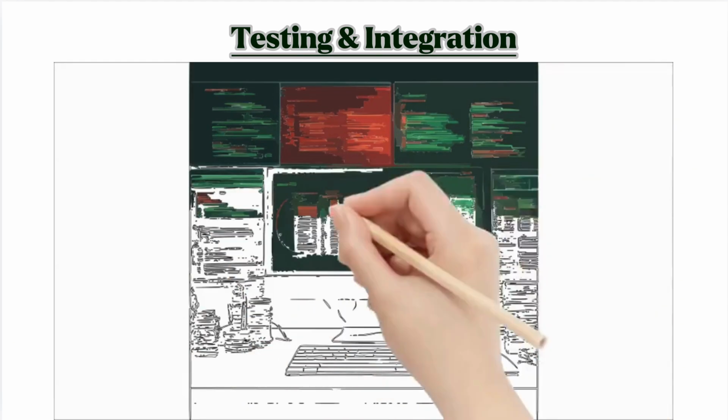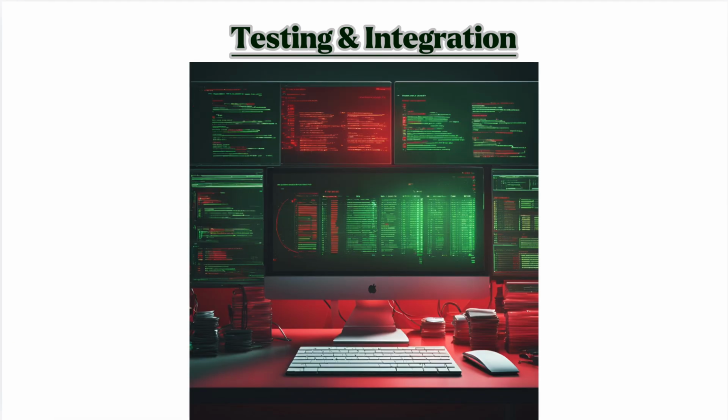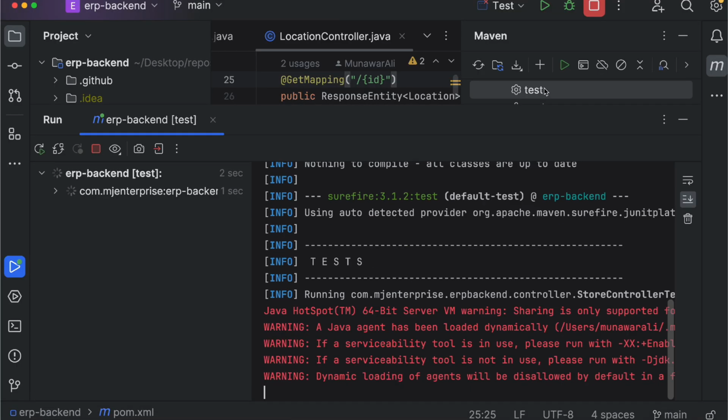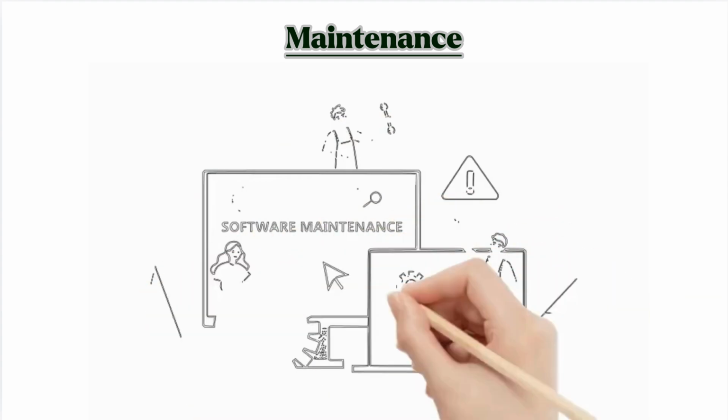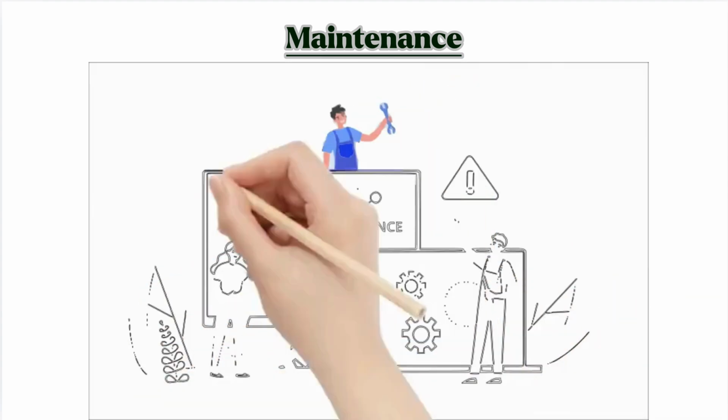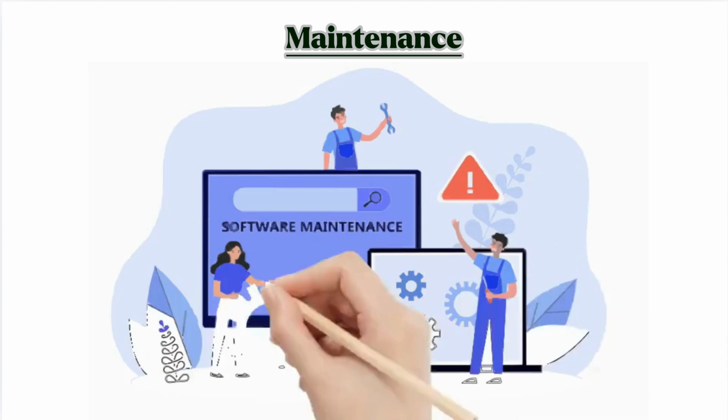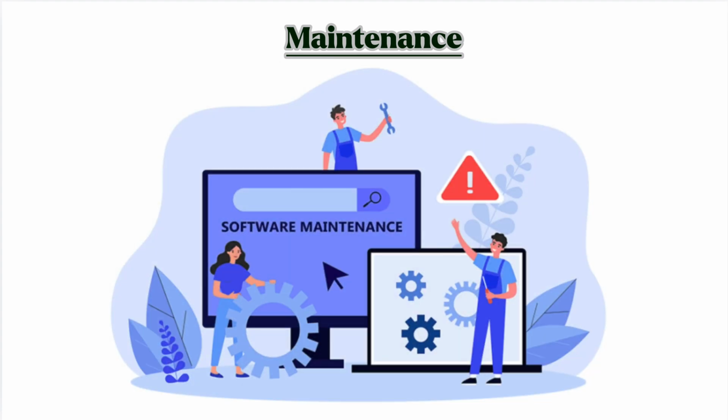This step ensures the software works as expected and integrates with other systems. We catch bugs, fix issues, and make sure everything runs smoothly. Maintenance. Once the software is deployed, we enter the maintenance phase. This involves ongoing updates, bug fixes, and improvements to keep the software functional over time.